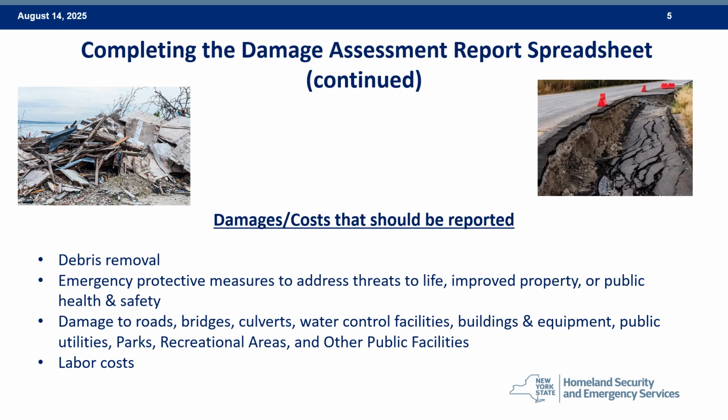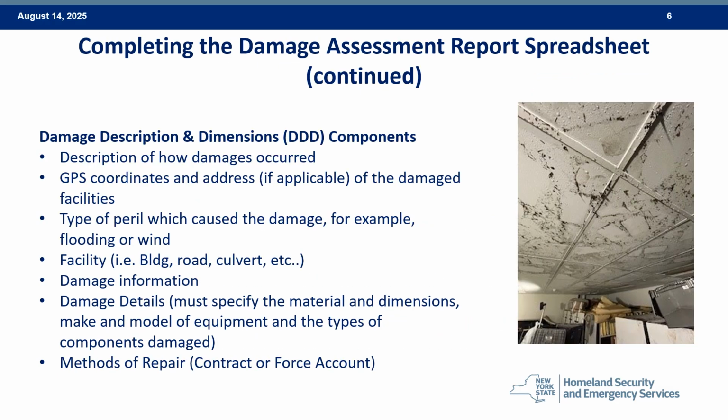Damages and costs that should be reported include debris removal, emergency protective measures to address threats to life, improved property, or public health and safety, damage to roads, bridges, culverts, water control facilities, buildings and equipment, public utilities, parks, recreational areas, and other public facilities. Also include labor costs. For each entry, describe the damage and provide an estimate for the work needed to repair in kind, even if code or best practices will require changes.